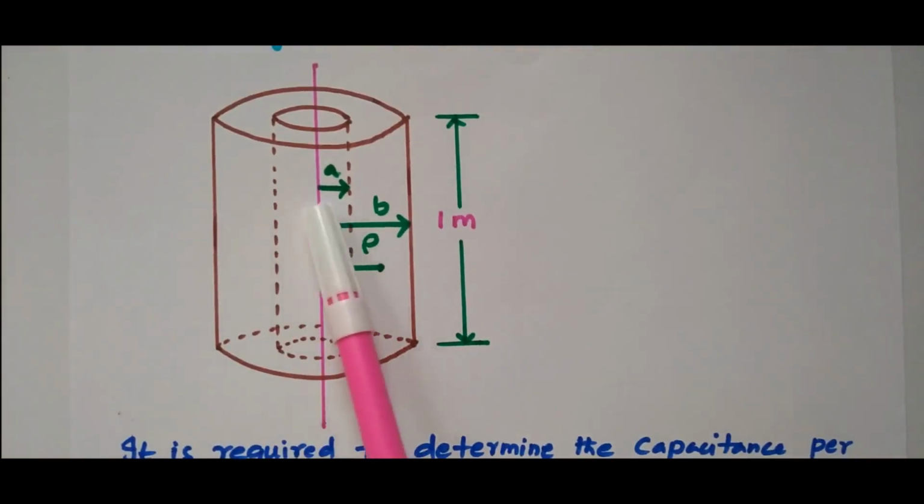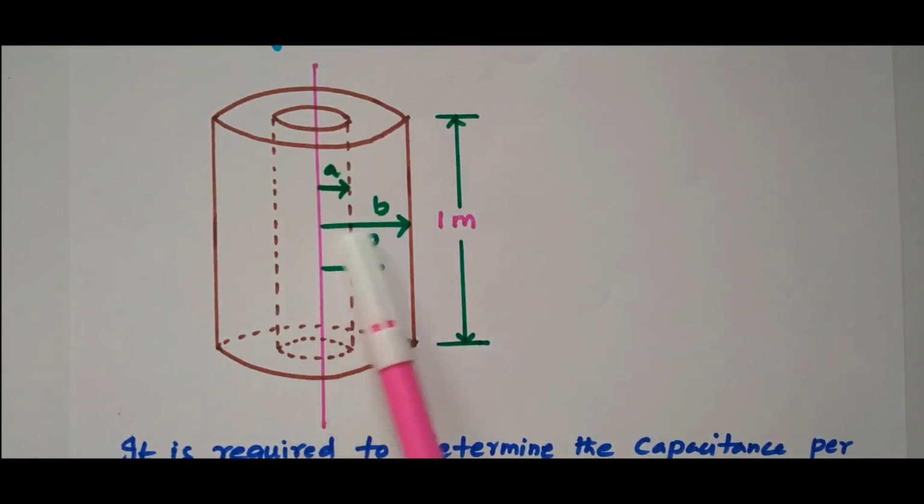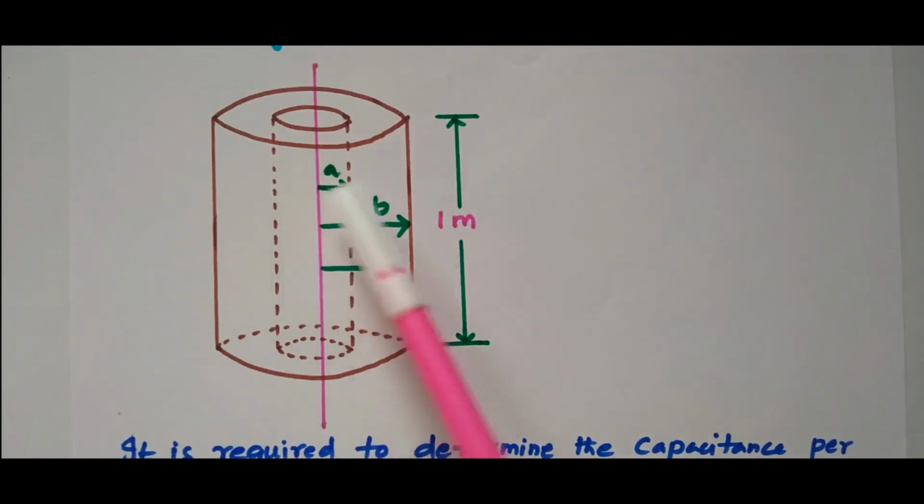So this is the inner cylinder with radius A. This is the outer cylinder with radius B, right? We have taken 1 meter length of the cylinder. So the inner cylinder radius A, outer cylinder radius B, and the height of the cylinder is 1 meter. For calculation purposes, we consider one Gaussian cylindrical surface with radius rho meter, that is in between A and B. In between A and B, one imaginary Gaussian cylindrical surface is taken, that has radius rho meter, right? We'll see this description.